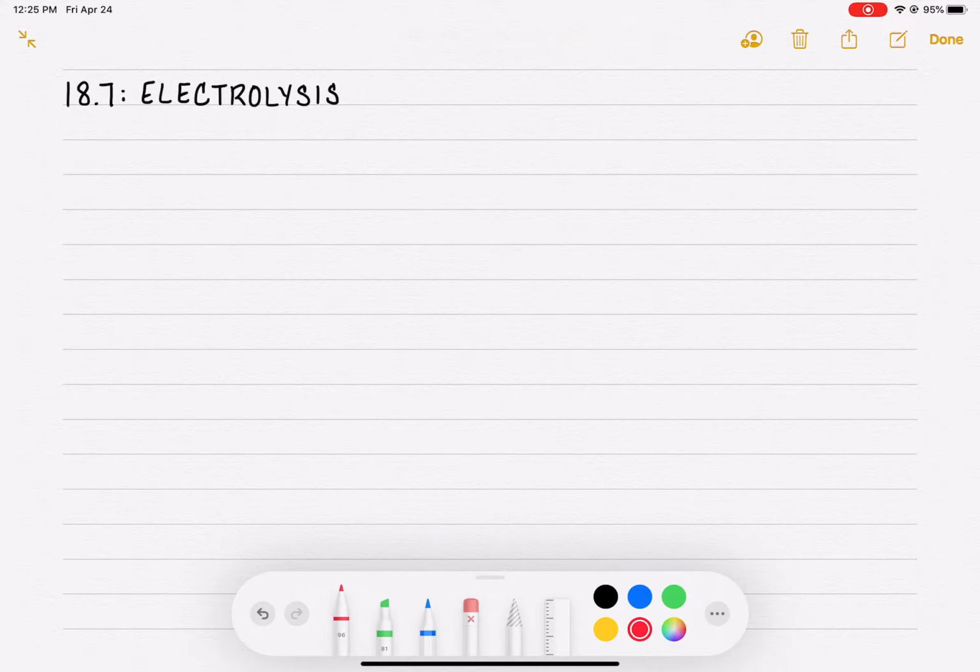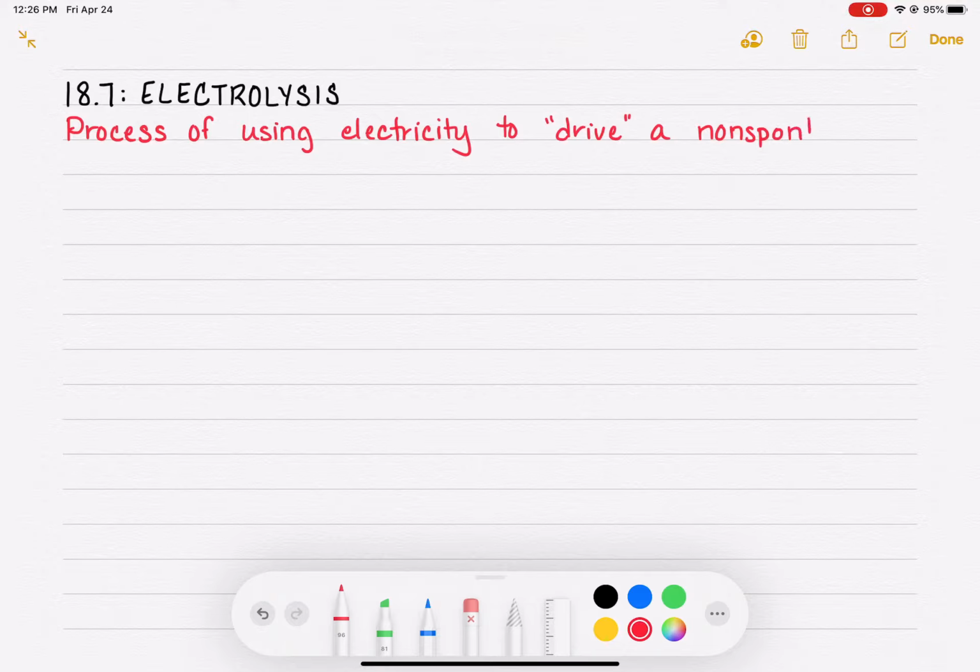18.7 is on electrolysis, which is definitely one of my favorite topics. Electrolysis in chemistry is defined as the process of using electrical energy to drive a non-spontaneous reaction. That just means that we're forcing it to happen. Not just any non-spontaneous reaction, but a process of using electricity to drive a non-spontaneous redox reaction.